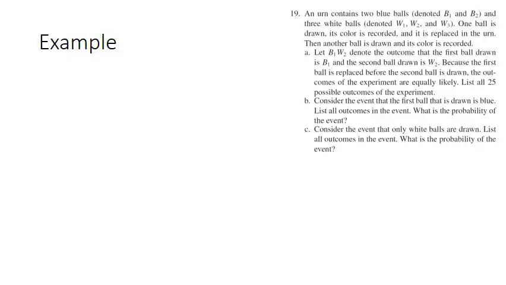Okay, so an urn contains 2 blue balls denoted B1 and B2, and 3 white balls denoted W1, W2, and W3. 1 ball is drawn, its color is recorded, and it is replaced in the urn.